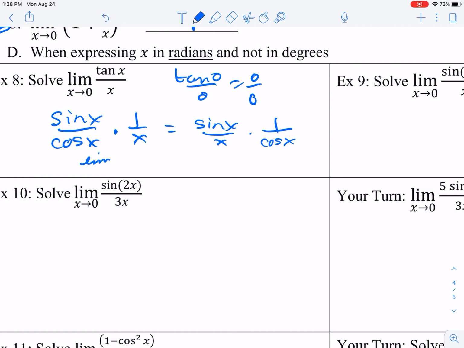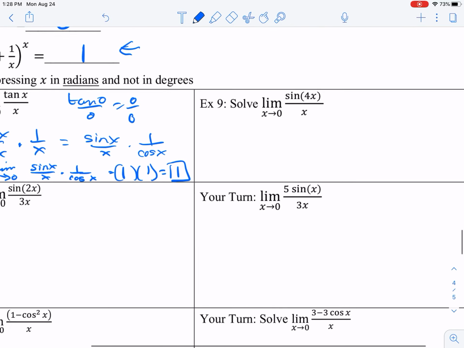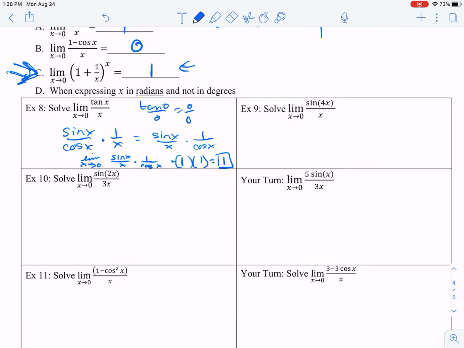And now when you take the limit as x goes to 0 of the sine of x over x times 1 over the cosine of x, you use your properties. This is equal to 1. 1 over the cosine of 0 is 1, so that's 1, and your answer is 1, rather than undefined. All right?